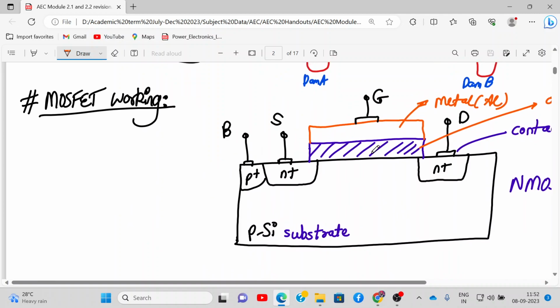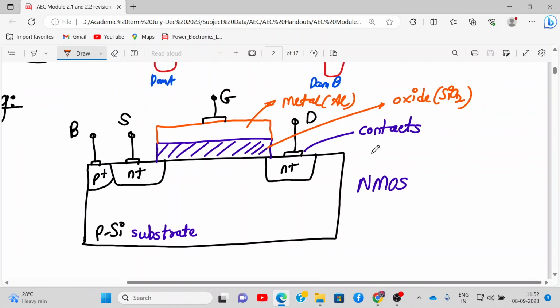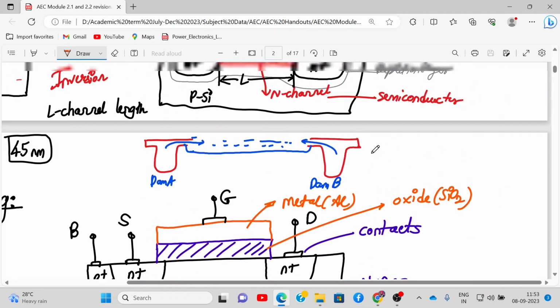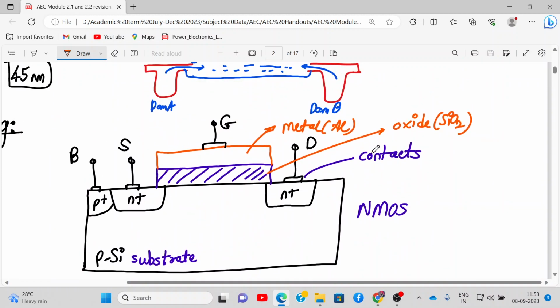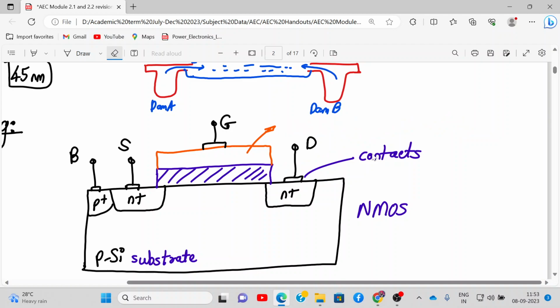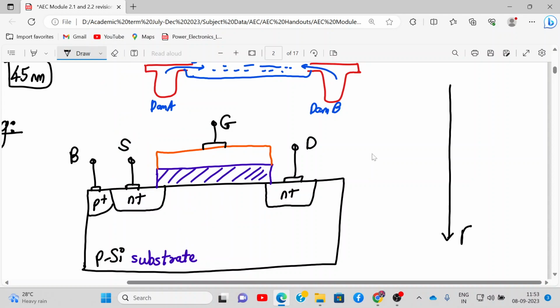Now remember, there are two electric fields working over here. Since you have already written over here, let me reduce this. There is a vertical electric field, like this. I'll call it EY, and there is a horizontal electric field. Let me call it EX.